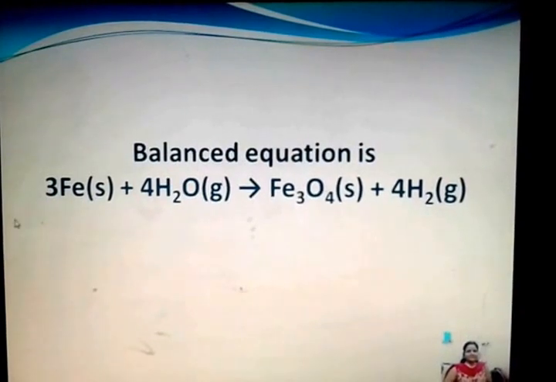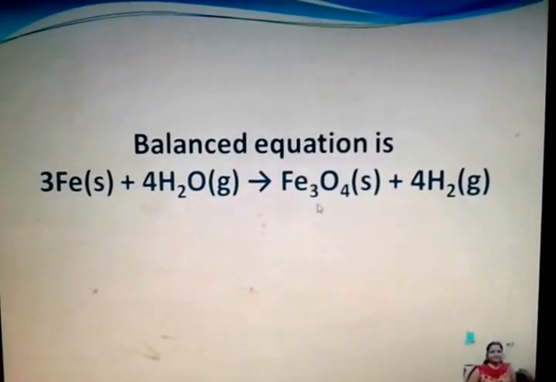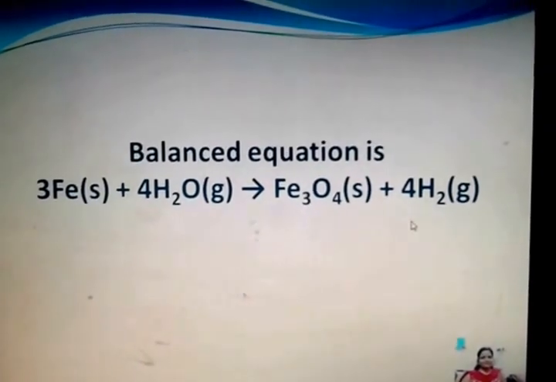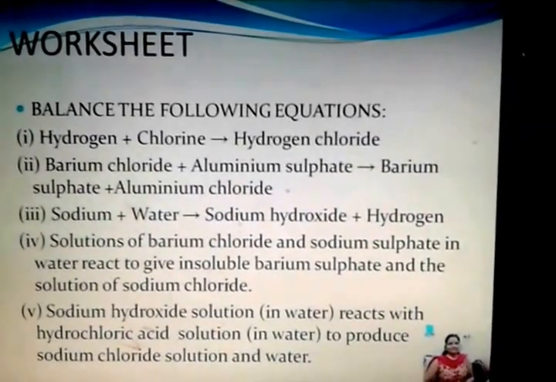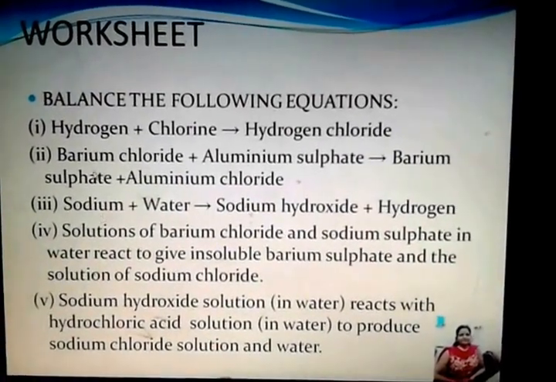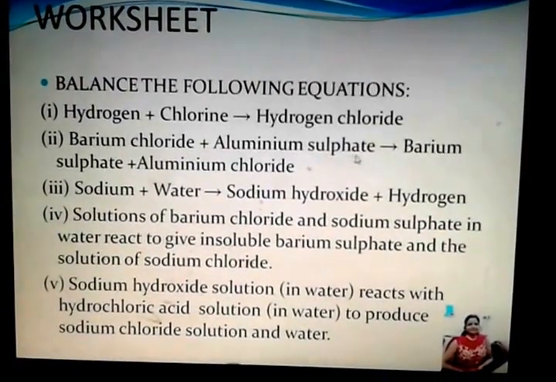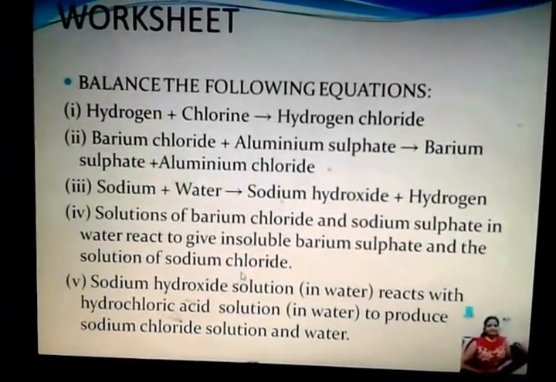The balanced equation is here: 3Fe(s) plus 4H2O(g) gives Fe3O4(s) plus 4H2(g). Here is a short worksheet on balancing the following equations: hydrogen plus chlorine gives hydrogen chloride, barium chloride plus aluminum sulfate, and so on.